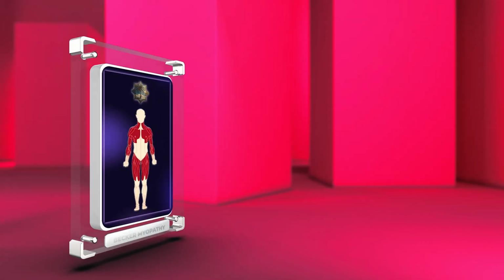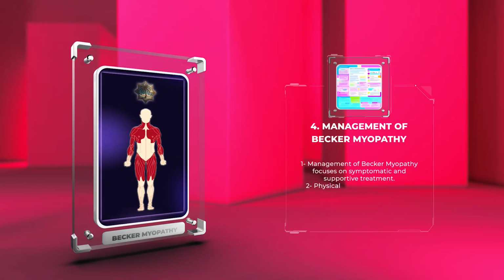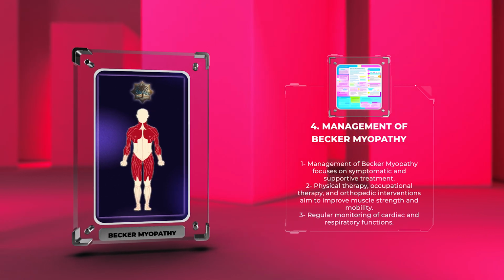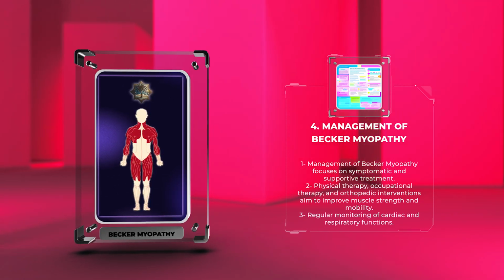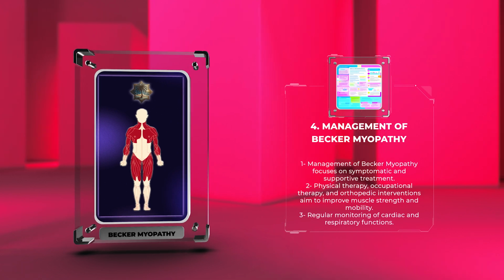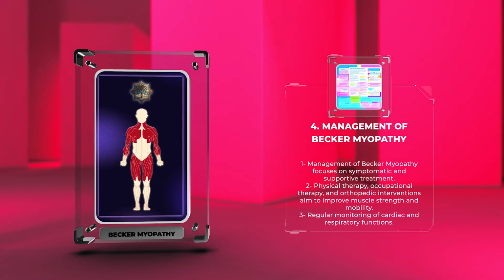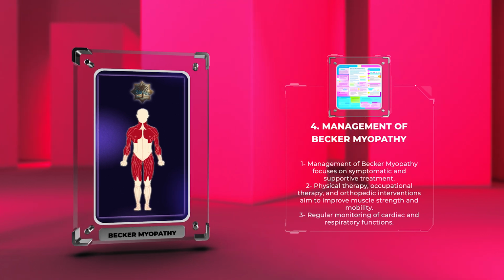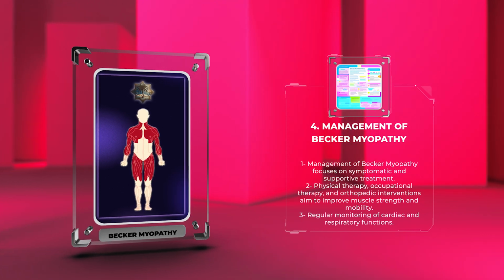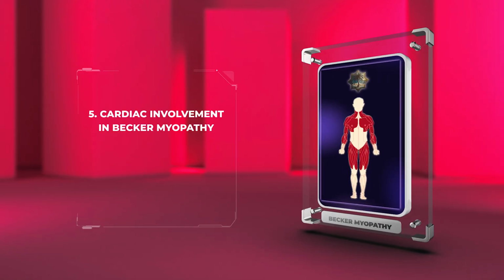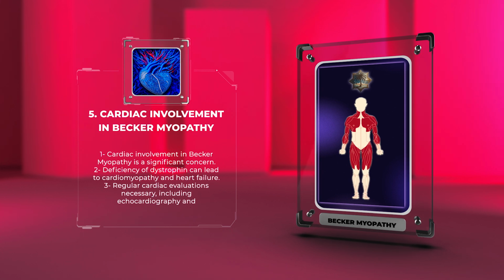Management of Becker myopathy primarily focuses on symptomatic and supportive treatment strategies. Physical therapy, occupational therapy, and orthopedic interventions aim to improve muscle strength, mobility, and overall quality of life. The regular monitoring of cardiac and respiratory functions is crucial to identify and manage associated complications. Genetic counseling and psychosocial support for patients and their families play an integral role in addressing the emotional and genetic aspects of this condition.